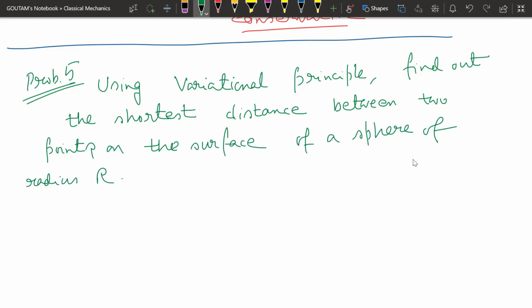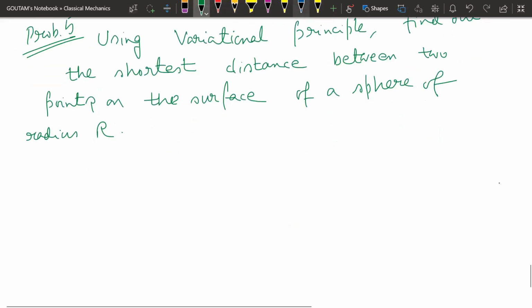So we already did a problem similar to this, where we found the smallest distance between two points in a 2D Cartesian plane, and which was a straight line. Here we will calculate the shortest distance, or the shortest path, between two points on the surface of a sphere. Okay. So it's a very important problem. Let's draw the sphere first.